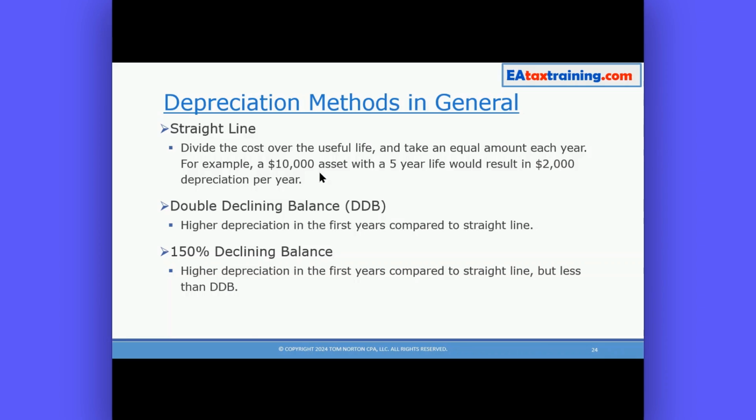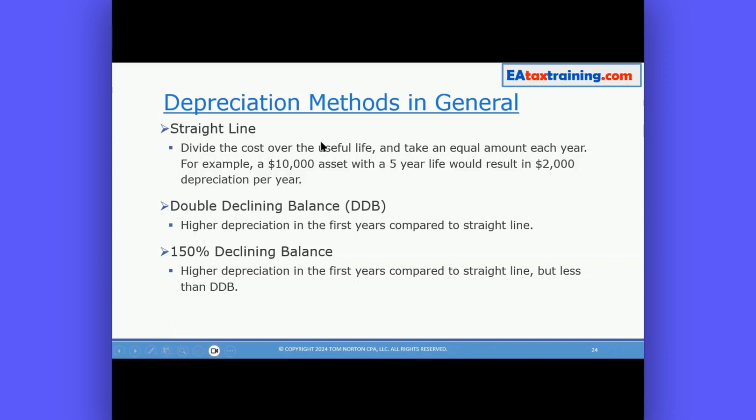Then there is something called double declining balance. I'm not going to go into the whole calculation, but what this does is it gives you higher depreciation in the first years compared to straight line. So it is an example of an accelerated depreciation method. Then you've got 150% declining balance, which is similar to double declining balance, except that it is a little bit less accelerated. So it's higher depreciation in the first years compared to straight line, but less than double declining balance.